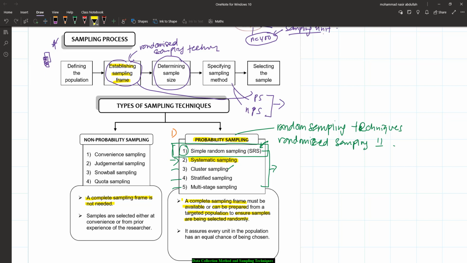Then senanglah kita nak guna probabilistic sampling techniques. Kalau kita susah nak dapat complete list, then we might consider to switch to non-probabilistic sampling techniques. Boleh faham apa saya cakap? Can you understand?